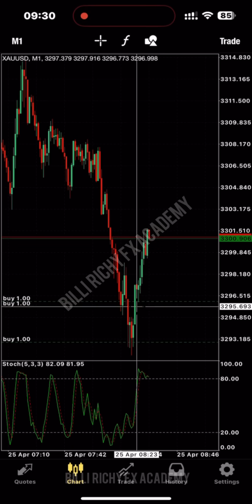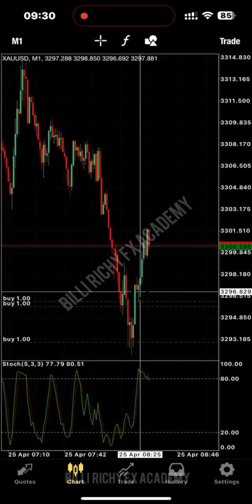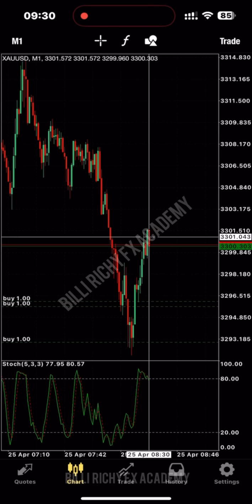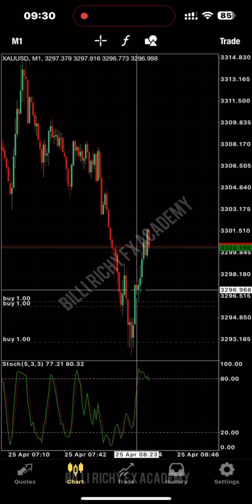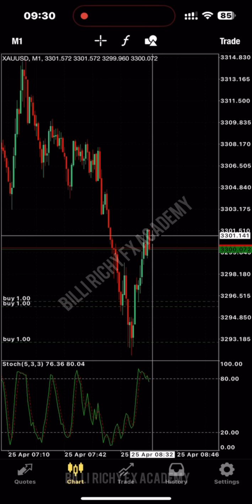Immediately as we entered our trade, it just started going up. You can see there is no single drawdown from where we entered our trade, and from where we entered our second trade, there is no single drawdown. The market just kept going up, up, up, up.